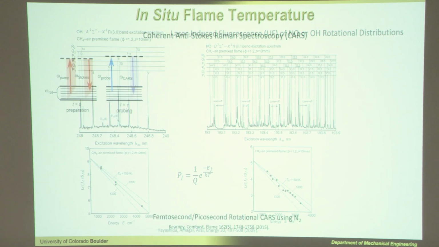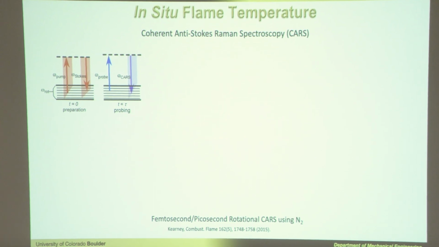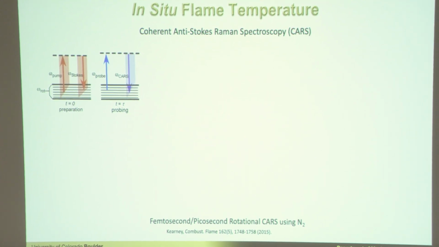Okay, so another technique that's really nice is CARS, coherent anti-Stokes Raman spectroscopy, and this has been used for decades, and it's been implemented in a whole bunch of different ways. The most sophisticated approaches use really fast laser systems, where you can get phase matching conditions where you don't need a whole bunch of beams coming in and going out, which is a standard way.